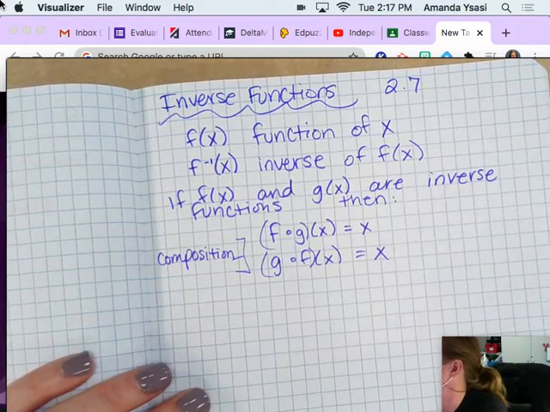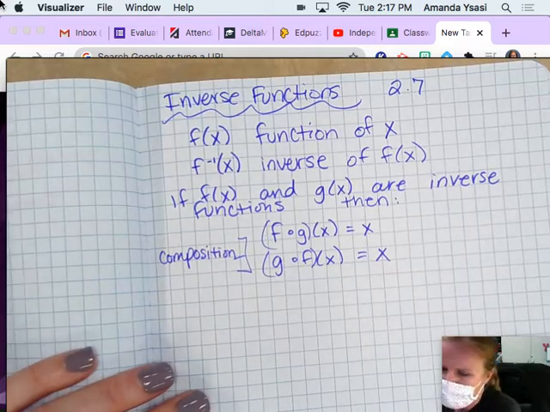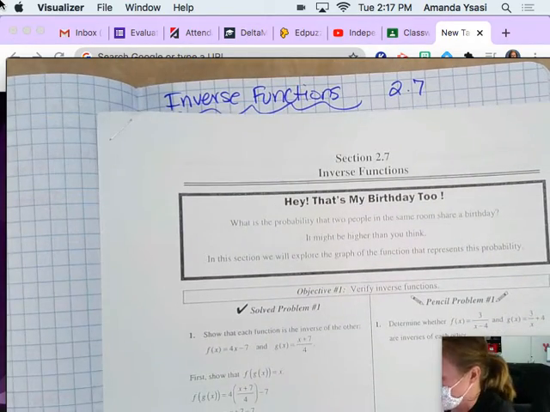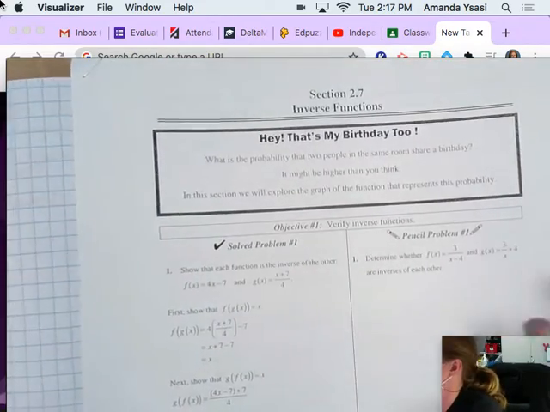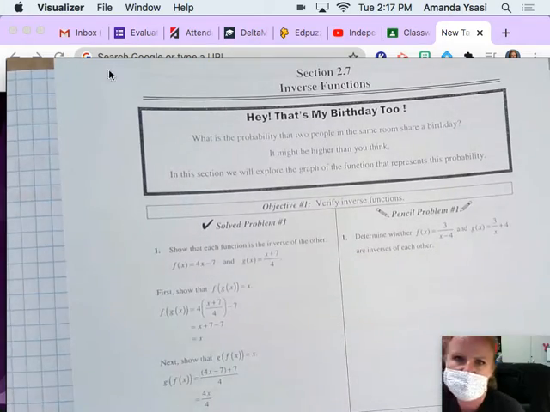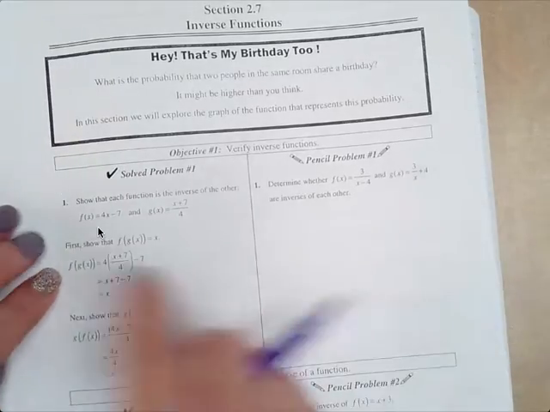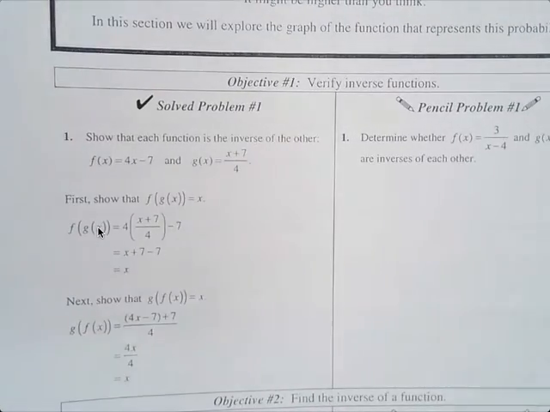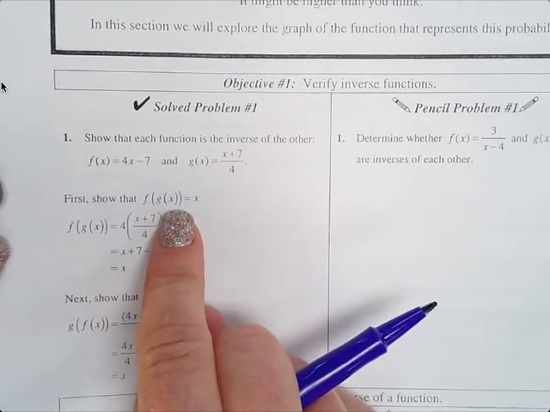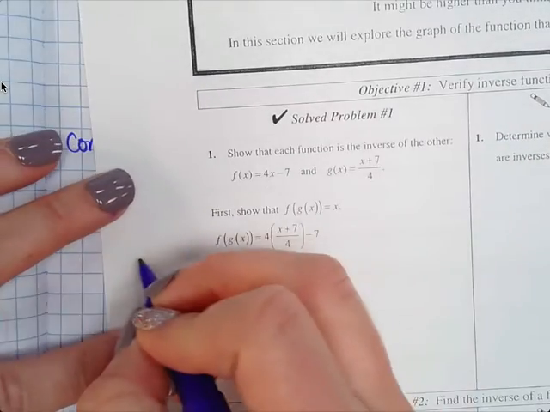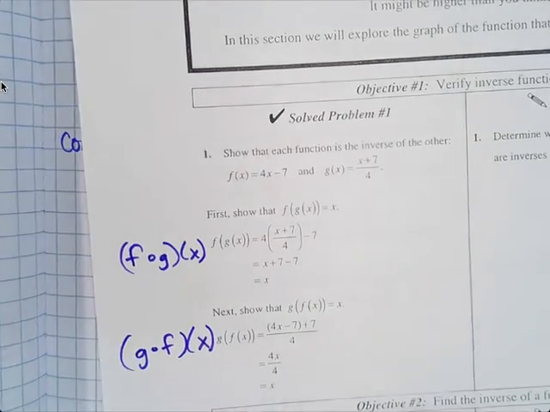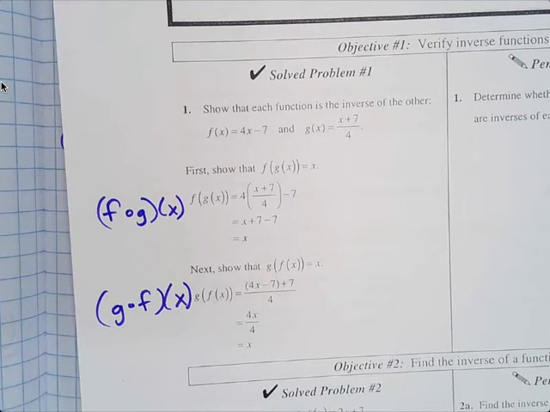Okay, so this tells us if they are inverse functions. So we are going to look at the example on our paper notes. We're going to go back and forth between our composition book and our paper notes for different examples. So our first objective for this section is verify inverse functions. On our solved problem, it says show that each function is the inverse of the other. So they gave us f of x and then a g of x. To determine if they are inverses of each other, we did the composition of the functions, f of g and then g of f. So this is f of g of x, and this one's g of f of x. And if they both equal x, then they're inverses of each other.